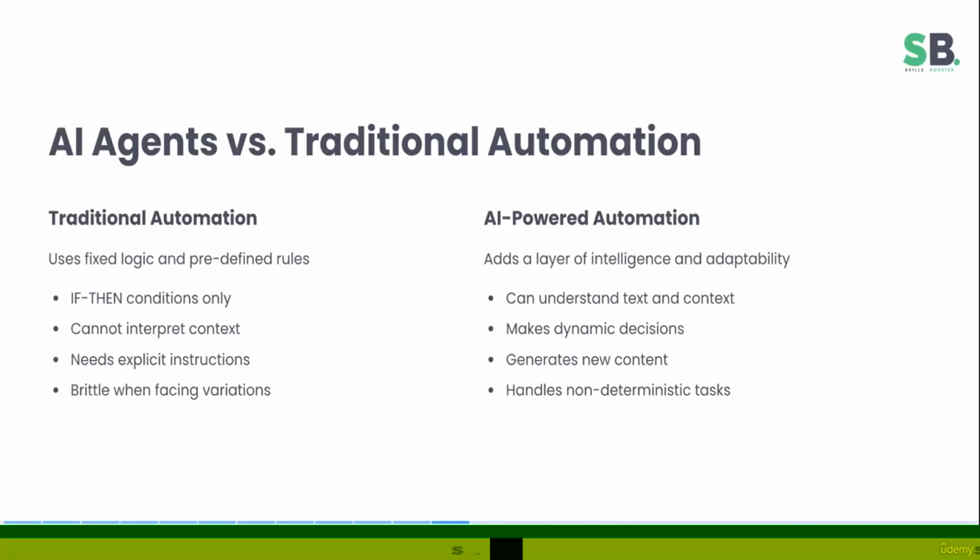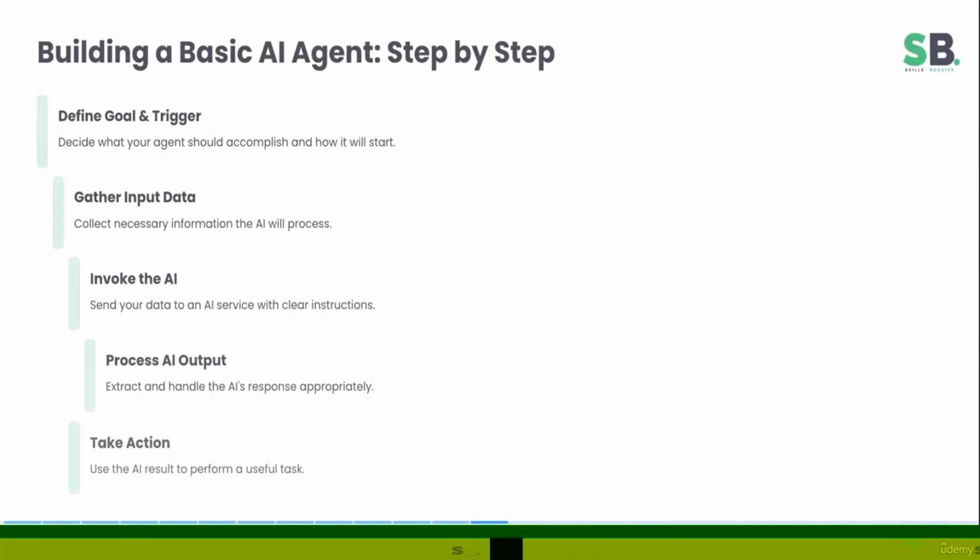AI agents versus traditional automation. Traditional automation uses fixed logic and predefined rules. If-then conditions only, cannot interpret context, needs explicit instructions, brittle with phrase variations. AI-powered automations like AI agents add a layer of intelligence and adaptability. They can understand text and context. You can communicate in plain English. They make dynamic decisions, generate new content, and handle non-deterministic tasks.